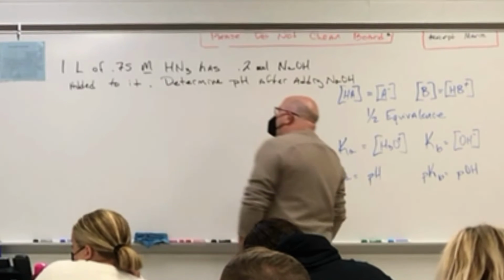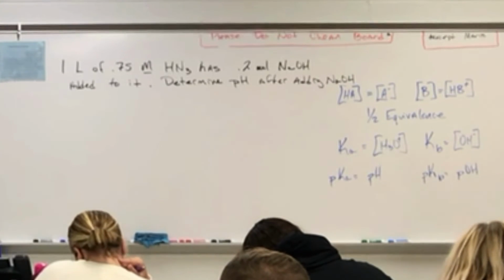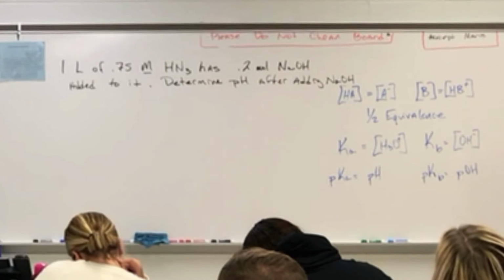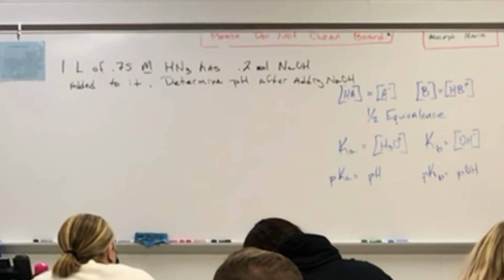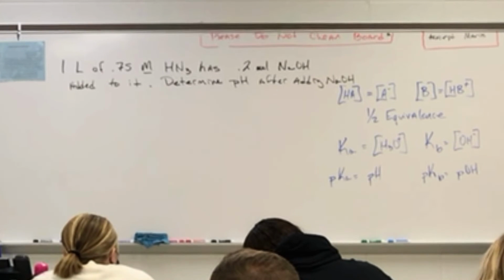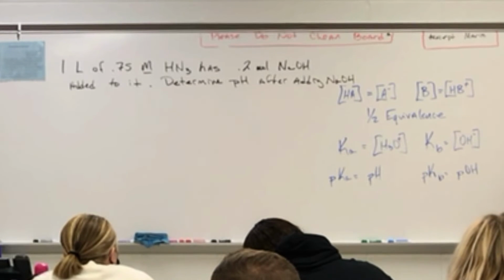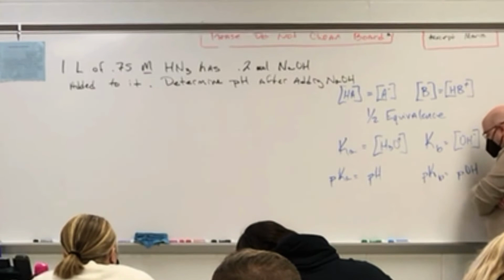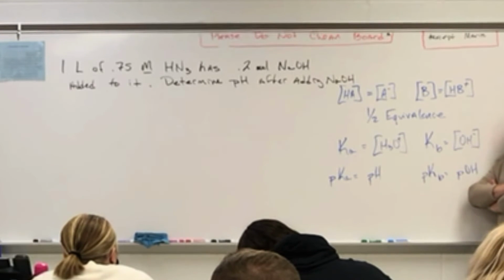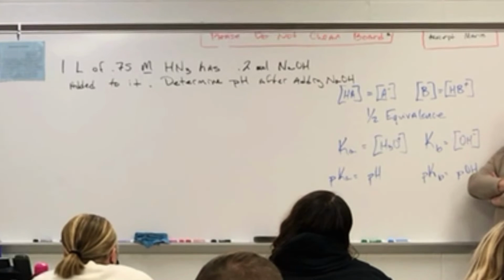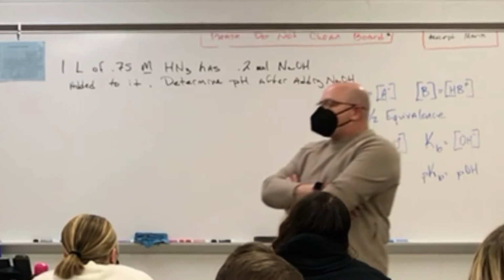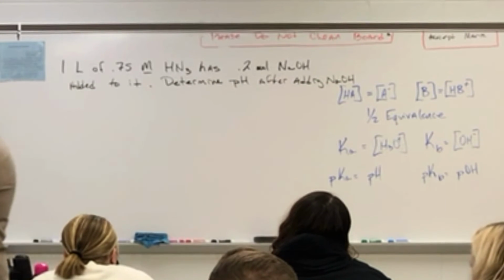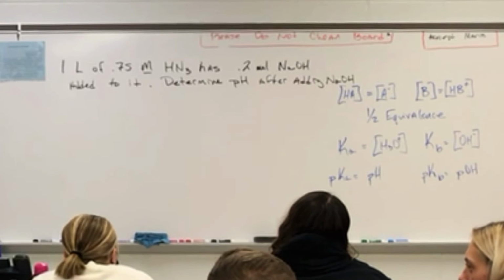We have 1 liter of 0.75 molar hydrazoic acid. It has 0.2 moles, not molar, 0.2 moles of sodium hydroxide added to it. Determine the pH after adding the sodium hydroxide. First off, what is hydrazoic acid? What do we classify it as? It's a weak acid. What is sodium hydroxide? Strong base. Okay? Strong bases and strong acids, but since we're dealing with the base here, strong bases do what?